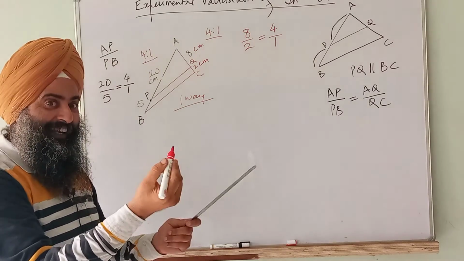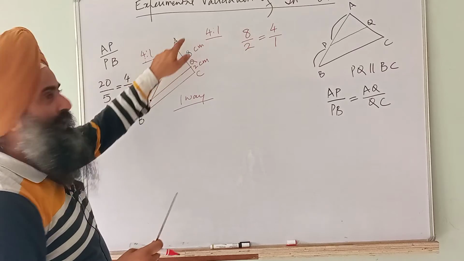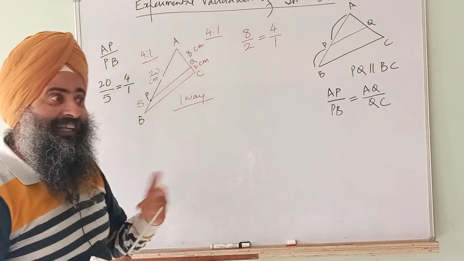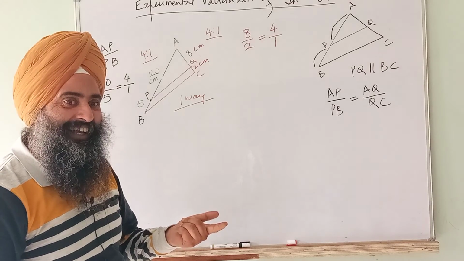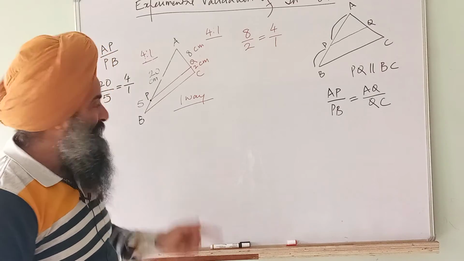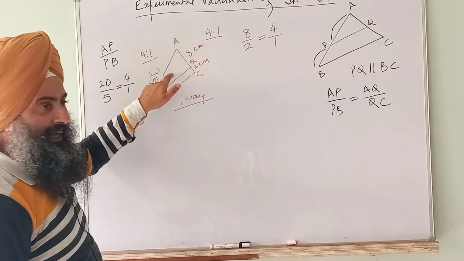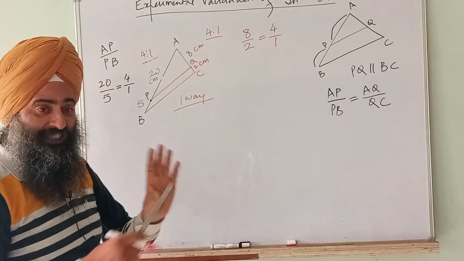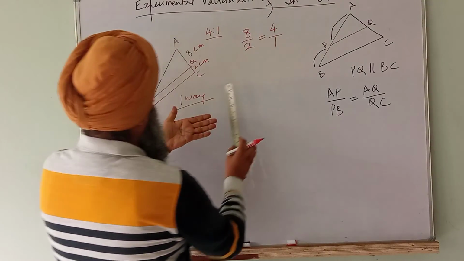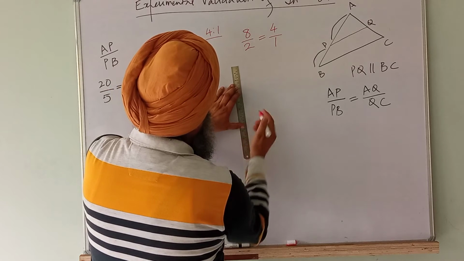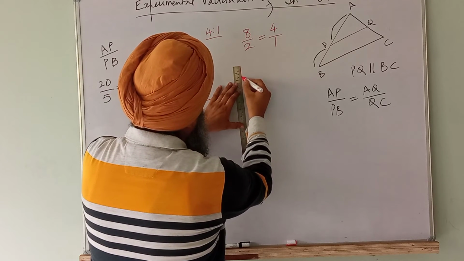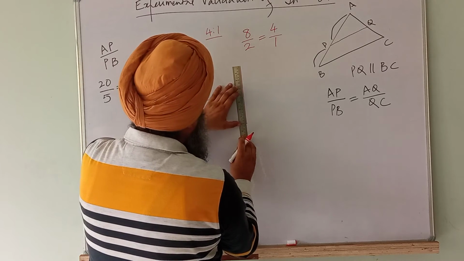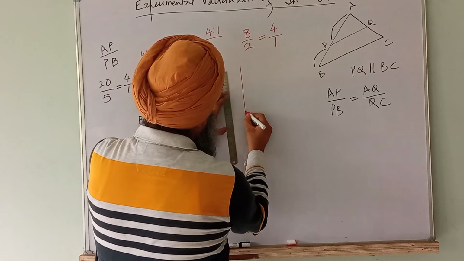There is another way. First we have taken the ratio same, and the line is parallel. Now we will take one line parallel, and the ratio will be the same. We will check it. Okay. So here I will draw this. I've drawn this line.